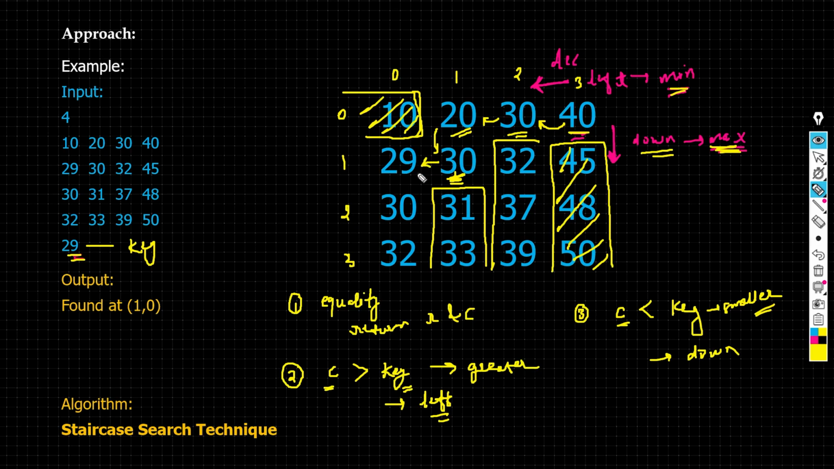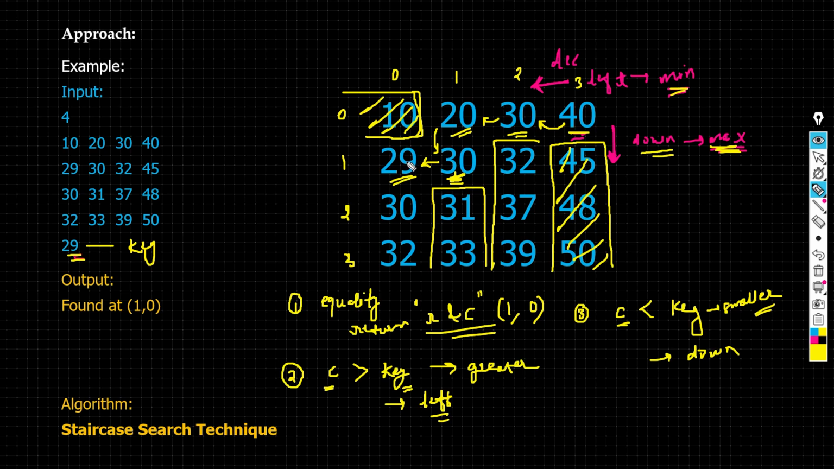Now again comparing, 29 is equal to 29, that is true. So we have the true condition on the first condition. We will return the particular row, that is 1, and the particular column, that is 0. We can return it as a string or in an array, this doesn't matter. What matters is how we are iterating. Let's suppose there is no 29 here.